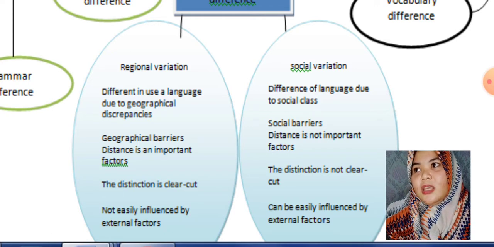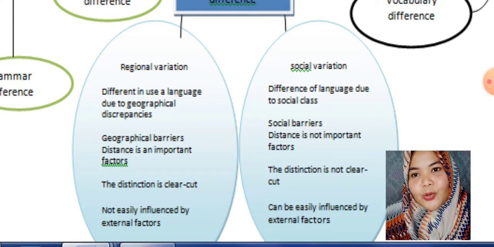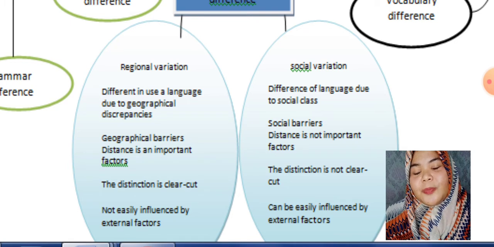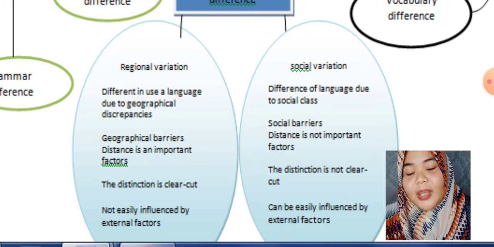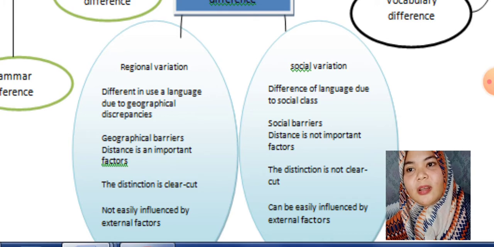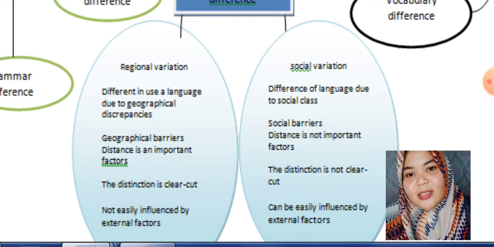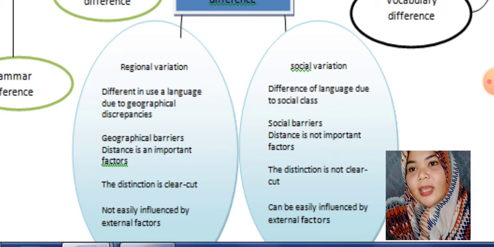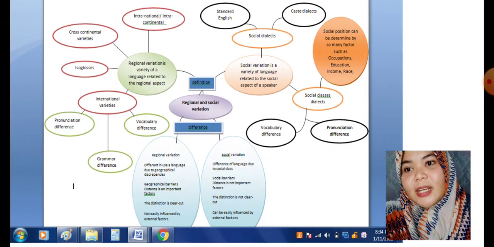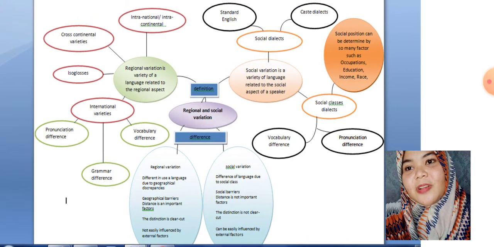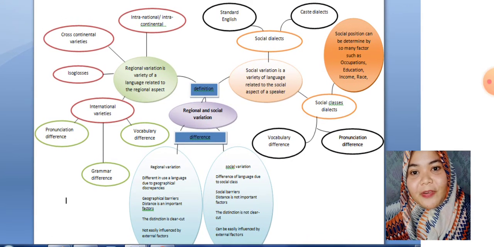So the variation could happen because of many factors, different from the regional variation. The regional variation is not easily influenced because it only gets an effect from the regional aspect. So yeah, that's all for today. That's all for the regional variation and social variation of language.